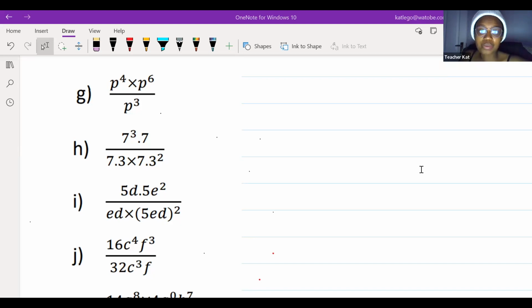Okay, Shafaro says we add. Yes, we're going to add the ones in the numerator. And then what happens after we add? And then we're going to subtract. So let's start with Shafaro's idea to add. P to the power of 4 multiplied by P to the power of 6. So what am I going to have in the numerator when I add those? I'm going to have P to the power of 4 plus 6 over P to the power of 3, which is going to give me what?